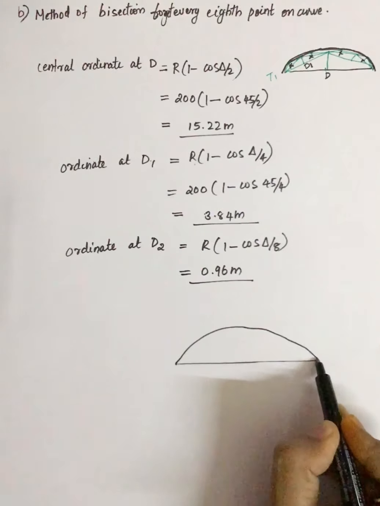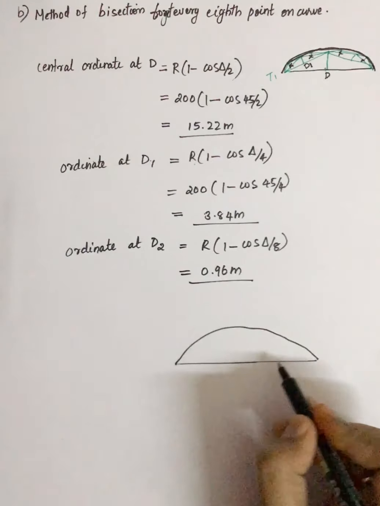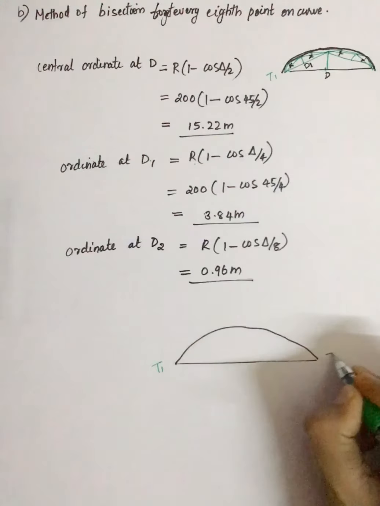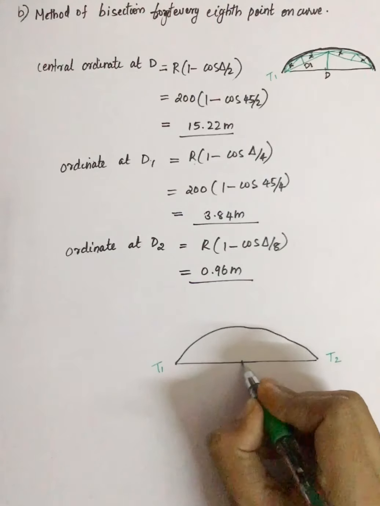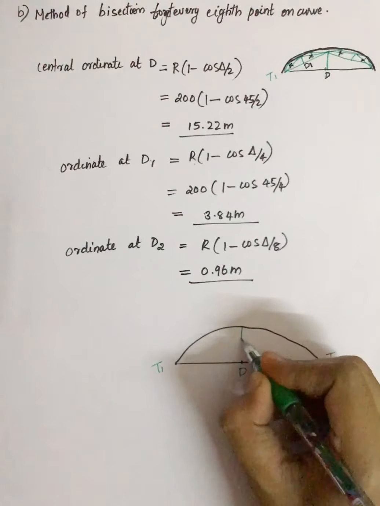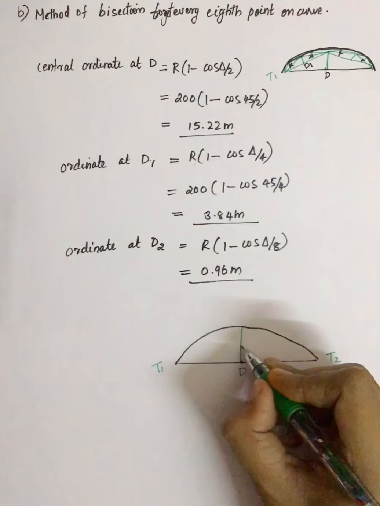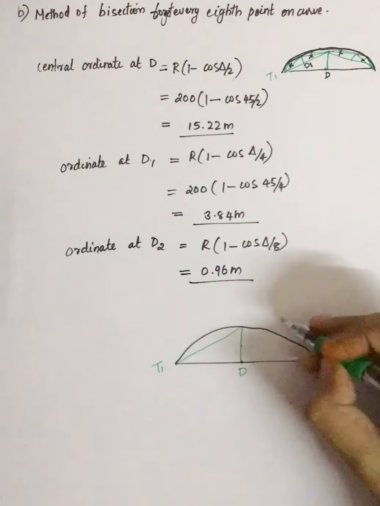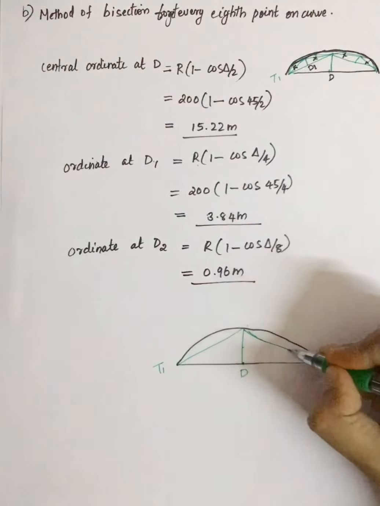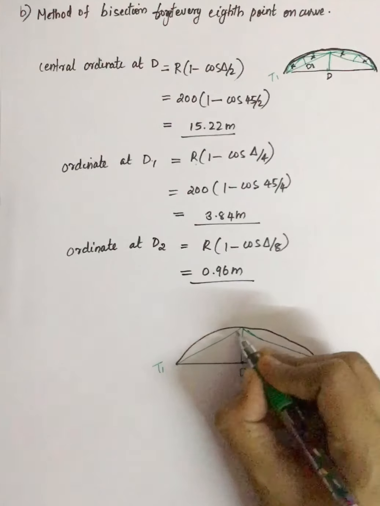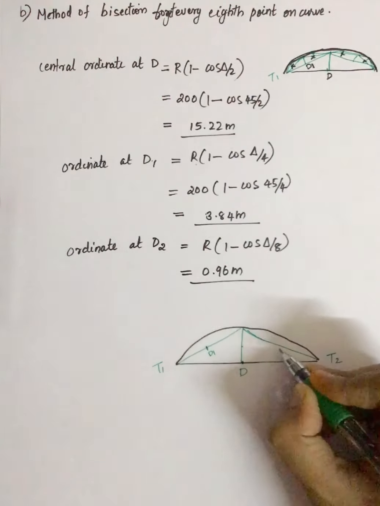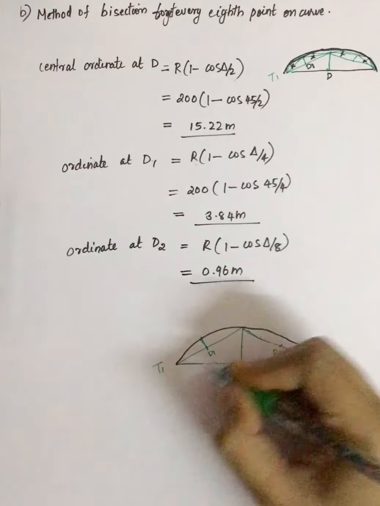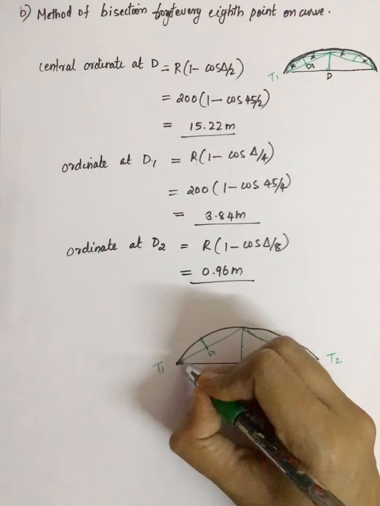Let me draw the curve first to get a good shape. So what we are doing is, first we will draw the long chord from T1 to T2, mark the midpoint as D, get the mid ordinate R into 1 minus cos delta by 2. Join these two. Okay, now mark the midpoint here as D1. This is D1. Find the mid ordinate of that subchord. Join these two.